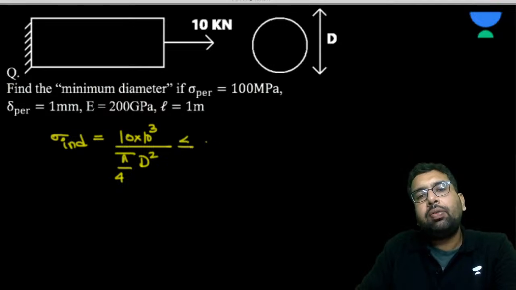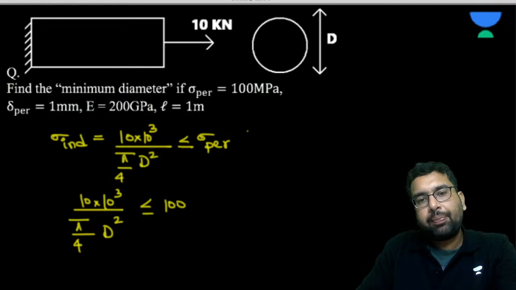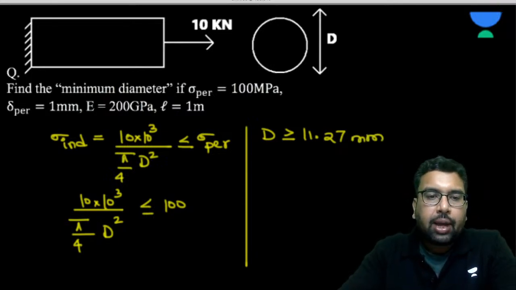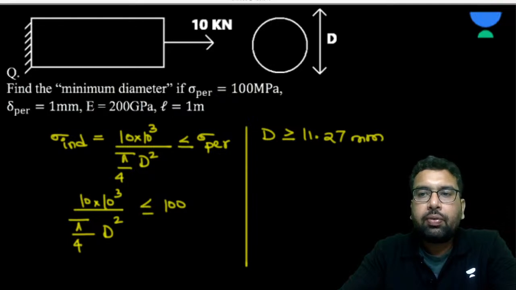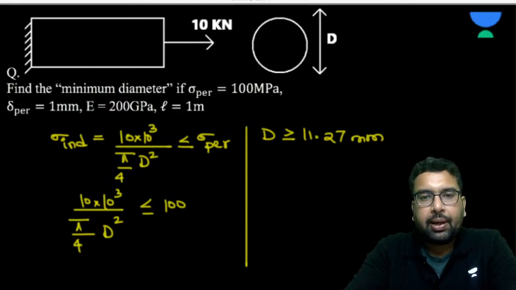And this must be, first of all, less than or equal to the permissible stress. So this will become 10 into 10 to the power 3 divided by pi by 4 d square, and sigma permissible is 100. Now from here, if you calculate d, you will get somewhere near 11.27 mm. Okay, and you need to take care of the units also.